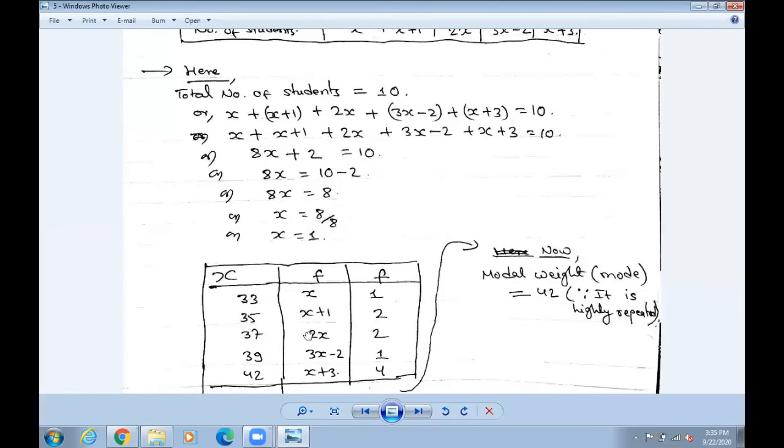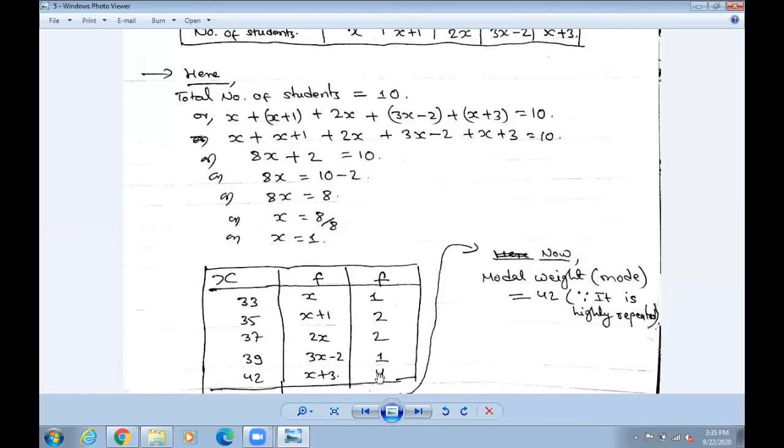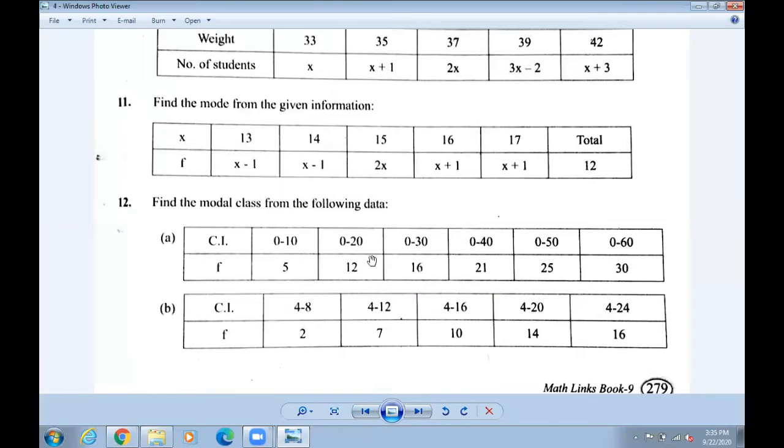Okay, so very simple. First find out the value, then after finding the value, put the value in. Whichever is repeated the most, that will be the answer. You can pause the video for a while and resume it again. So next one, find the mode of the following information.